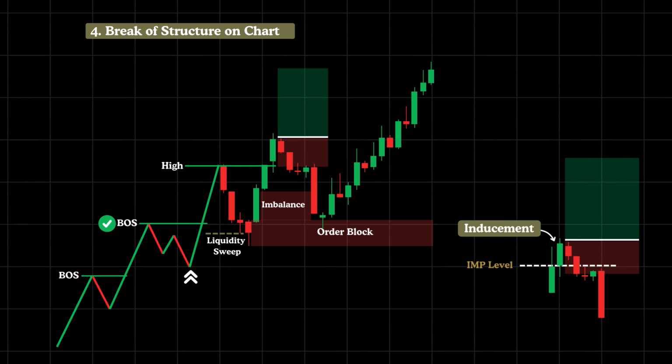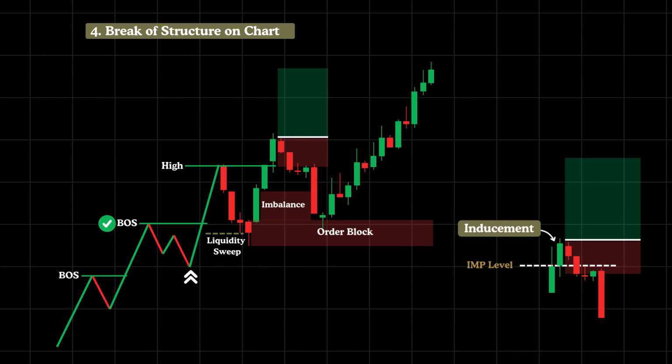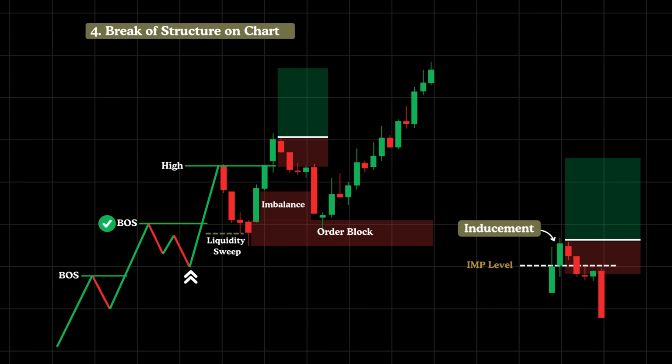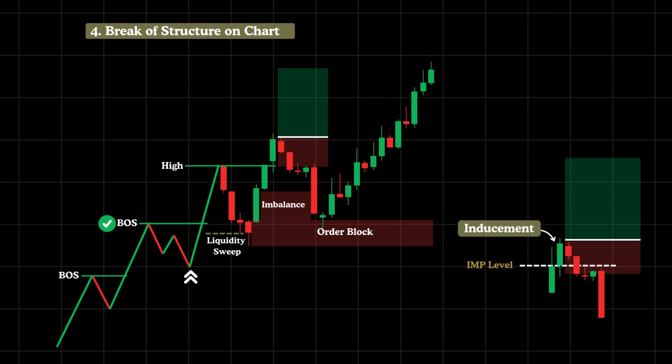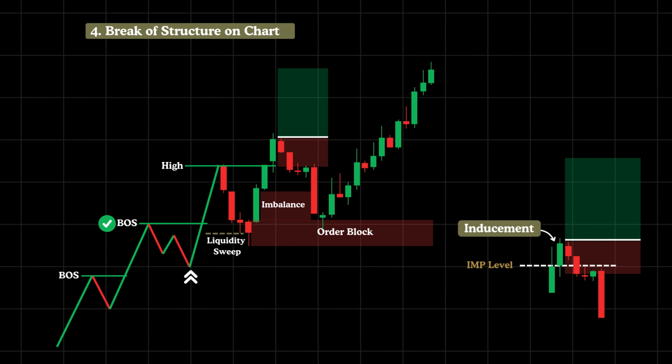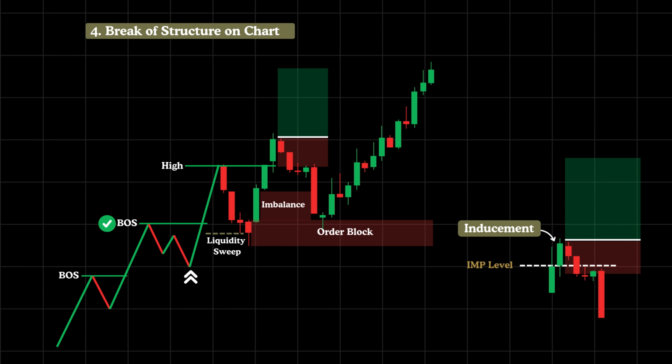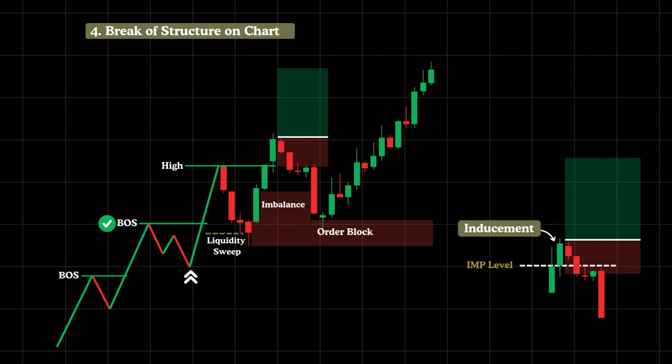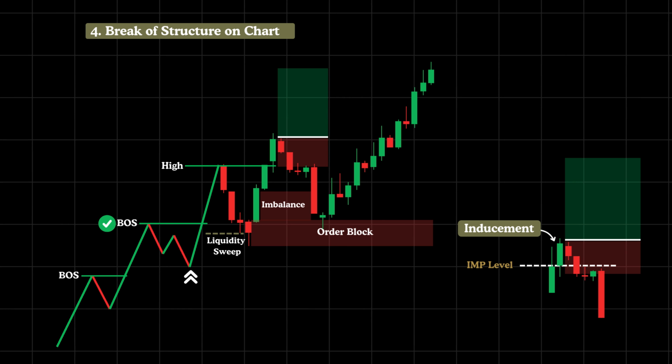Check mark rule number 4: valid break of structure on the chart. In this example, the market is moving upward by forming higher highs and consistently breaking structure. Near the most recent swing low, the price aggressively pushes upward and breaks its previous swing high, signaling a valid break of structure, BOS, a key condition for a strong bullish trend.